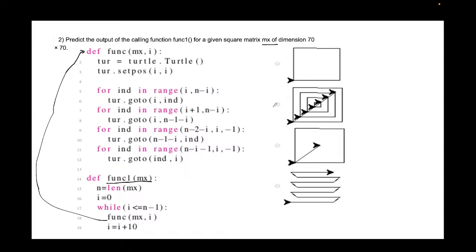So the answer is B. Without going through all these loops, you can go by the option of elimination. So to simplify, the initial position is set to I comma I, and when this func is called, I is initialized to 0, which means our turtle is initially positioned at 0 comma 0. So clearly this option does not satisfy that. So this is not 0 0.